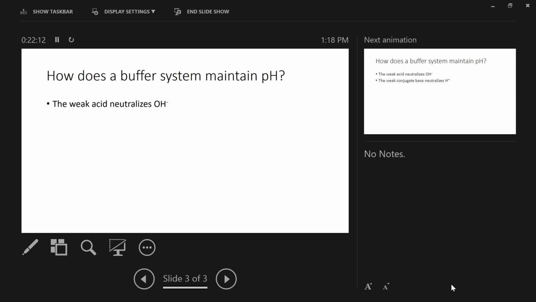Does that make sense? Because this is eating up this hydroxide we're adding to the solution, and so we need to replace that. More of our weak acid will dissociate, and that's what we say: the weak acid neutralizes our hydroxide ions. Okay? And so the weak acid is going to neutralize those hydroxide ions.